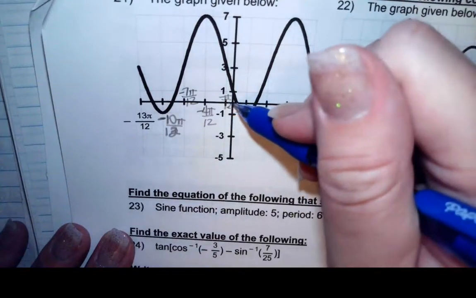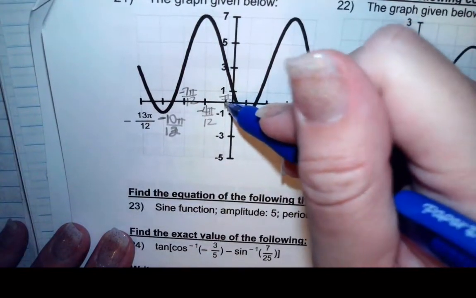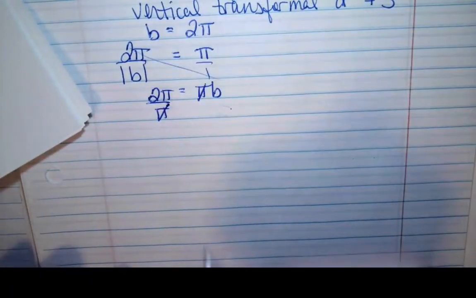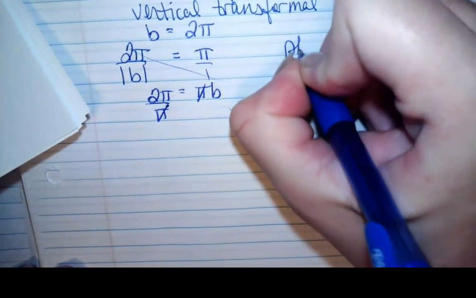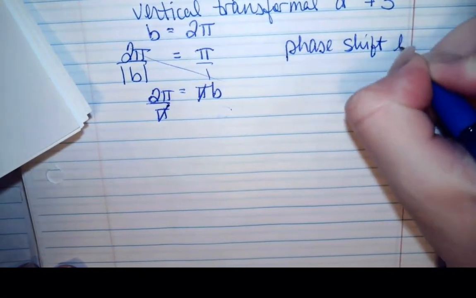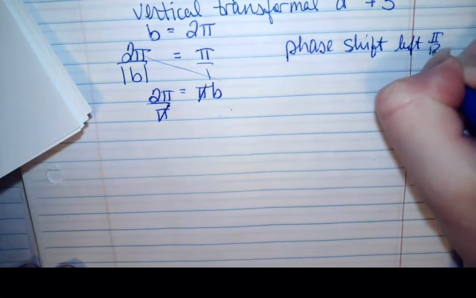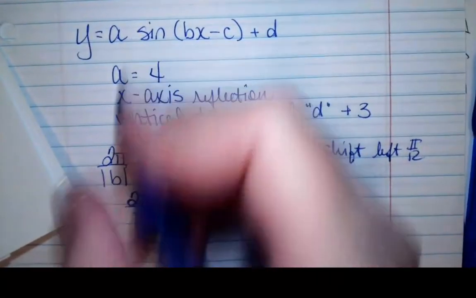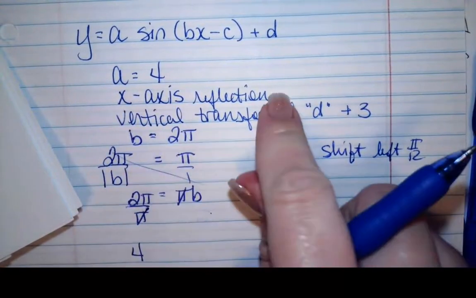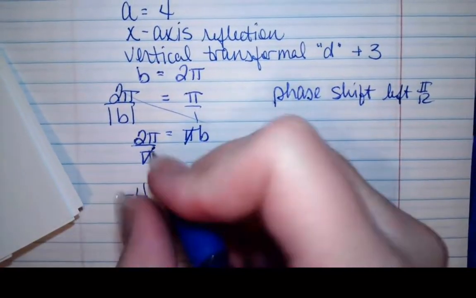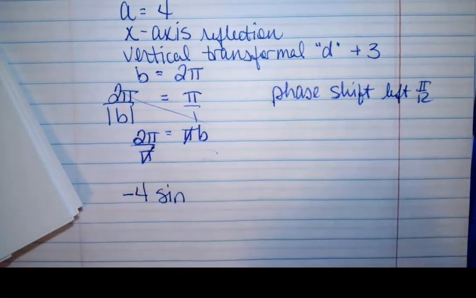And I do notice that he got shifted to the left pi over 12. So my phase shift is left pi over 12. When we start building this thing, what we have is our lead coefficient of 4. However, he got flipped across the x-axis, so it's a negative 4. I also declared at the outset I was dealing with sign.